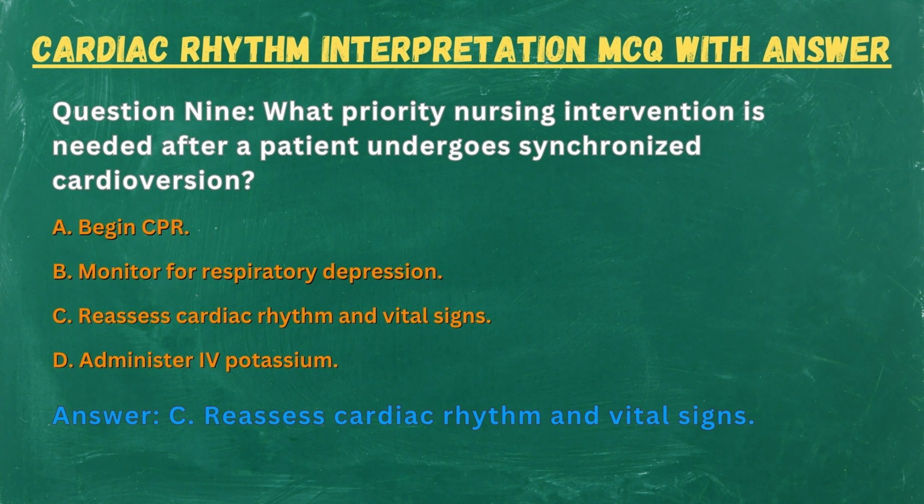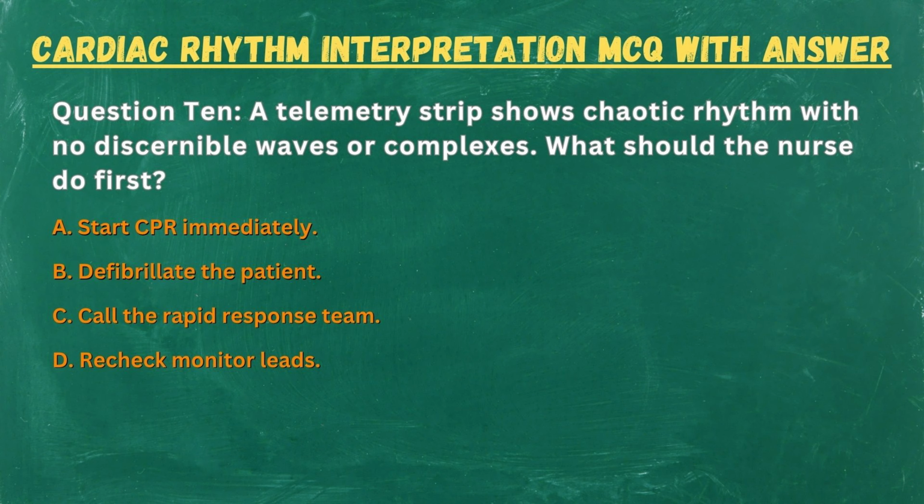Answer: C. Reassess cardiac rhythm and vital signs. Question 10. A telemetry strip shows chaotic rhythm with no discernible waves or complexes. What should the nurse do first? A. Start CPR immediately. B. Defibrillate the patient. C. Call the rapid response team. D. Recheck monitor leads.